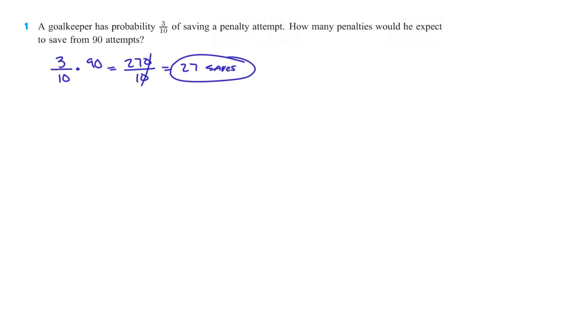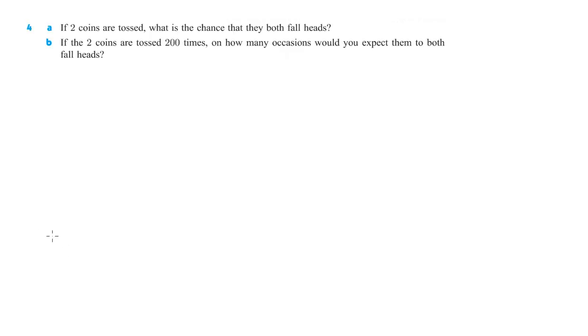goalkeeper could expect. Okay. Number 4: if 2 coins are tossed, what's the chance that they both fall heads? Now, you can do this a couple different ways. You can say, well, the probability of getting heads is 0.5, and you could multiply that by another 0.5. But honestly, I think it's going to be a little bit nicer, and it's going to help us possibly better understand it with a tree diagram.